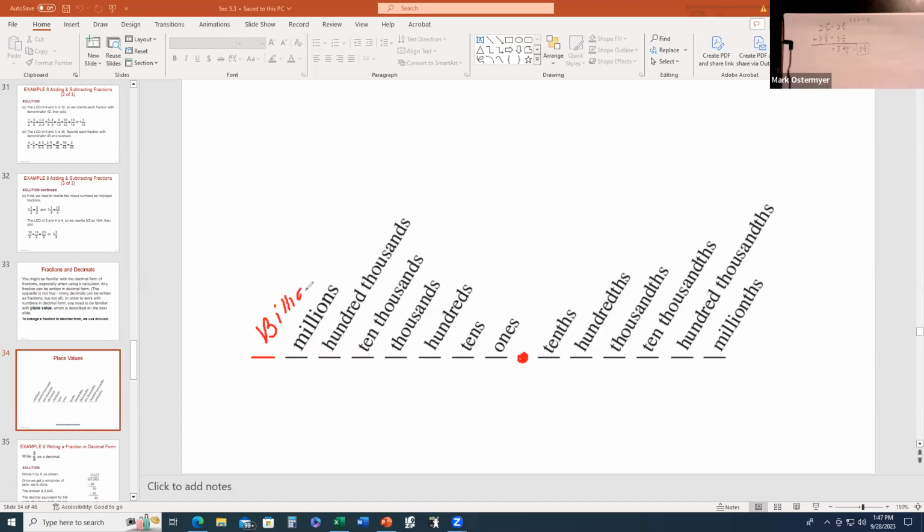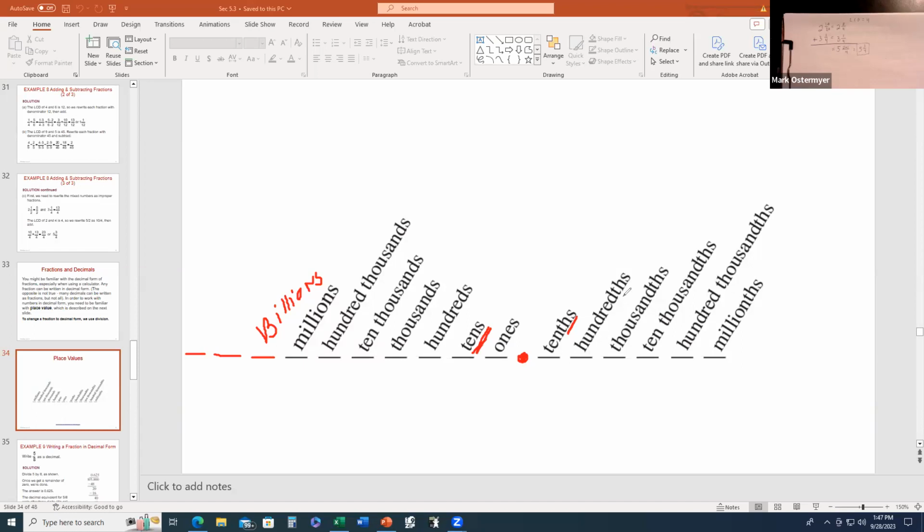Then the billions place, and then the 10 billions place, then the 100 billions place, then the trillions place, then the 10 trillions place, then the 100 trillions place, et cetera. One place to the right of the decimal point is called the tenths, not the tens. Notice this is called the tens. This is the tenths, the THS ending, totally different. This is the tenths place.